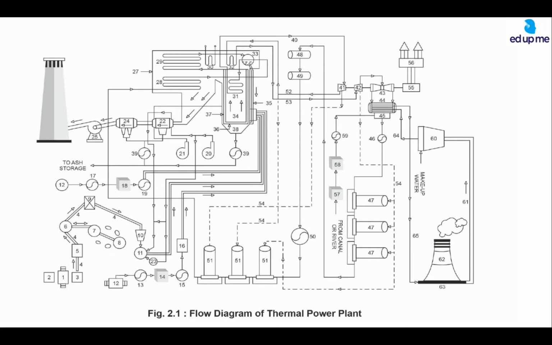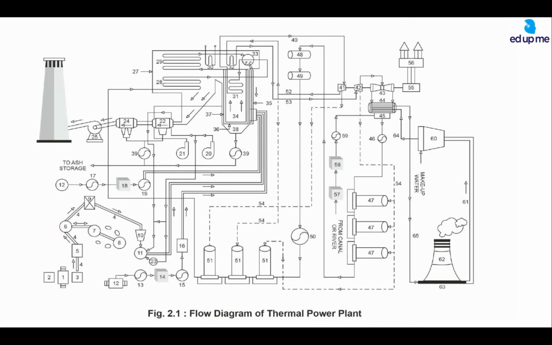There, if at all some water content is there, by cyclone separators the water content is separated. So purely dry steam will remain on the top and water will go downwards, right? From there, the steam will come to the secondary superheater, where it is superheated further. The final temperature is 540 degrees centigrade.